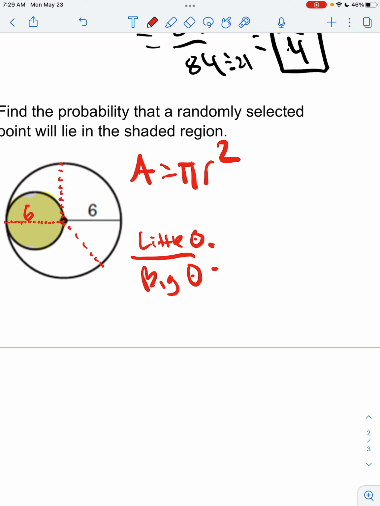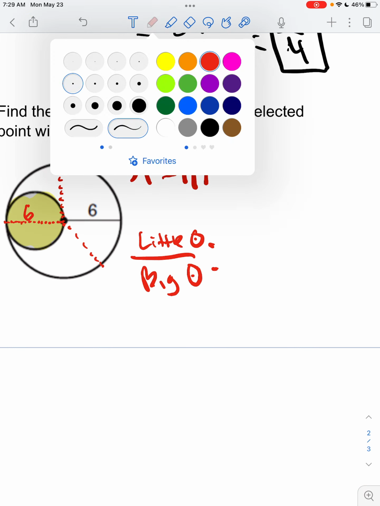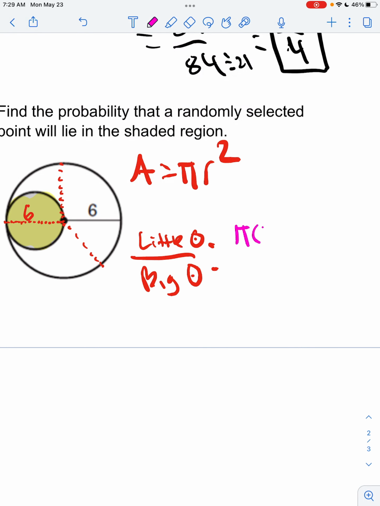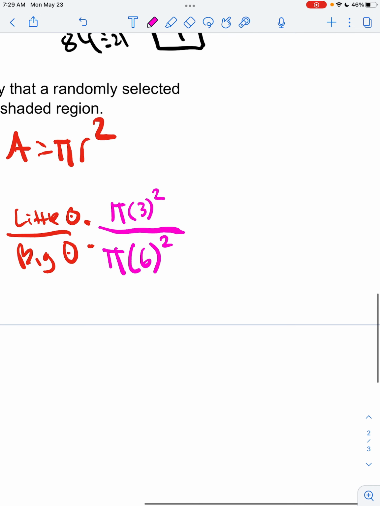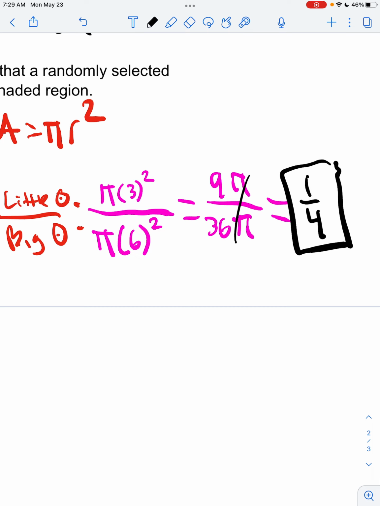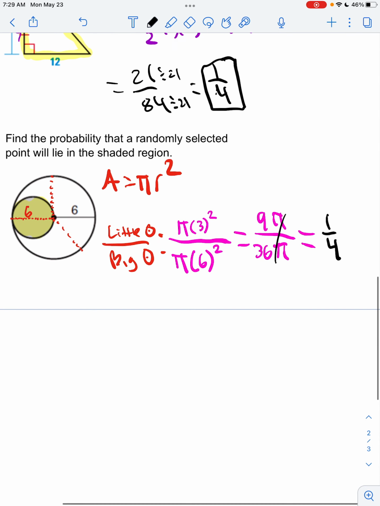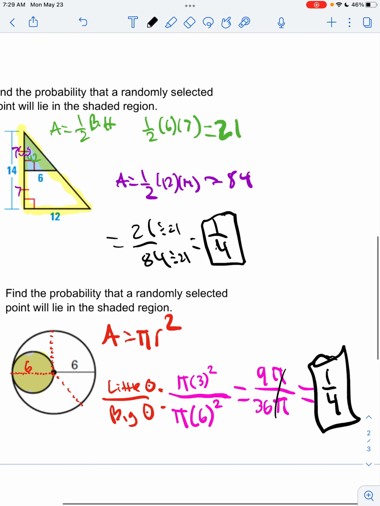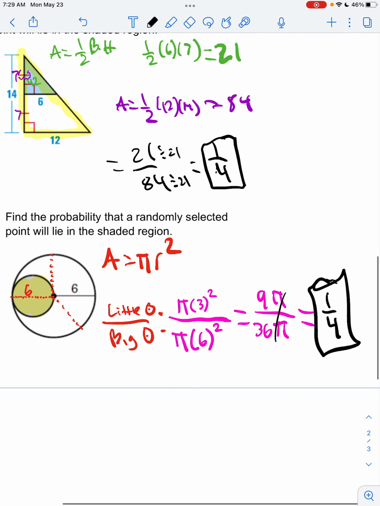My little circle, if the diameter is 6, that means the radius is 3. So I'm going to say pi times 3 squared over, and then my big circle, the radius is actually 6, so pi times 6 squared. So 9 pi over 36 pi. I can simplify this. Pi divided by pi cancels out. And dividing both sides by 9, I get 1/4. So same actual probability as the problem above, but one was with a triangle and one was with a circle.